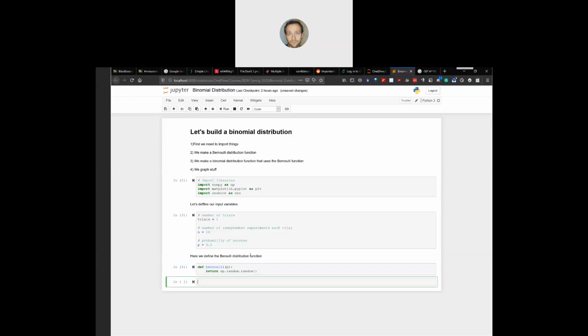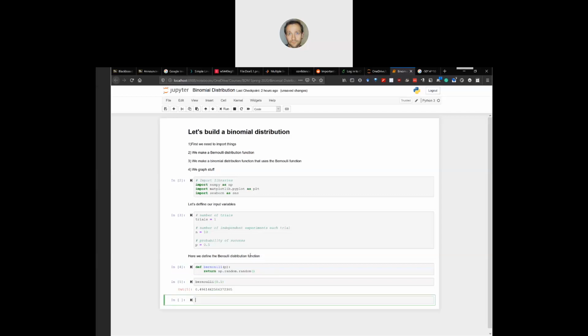Let's see what that does. So if we do Bernoulli 0.5, okay. So right now, this will return true if the coin is heads, let's say, and it will return false otherwise. So if I run this many times, you'll see many different trues or falses.